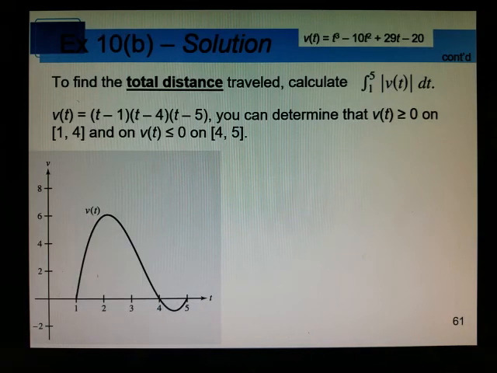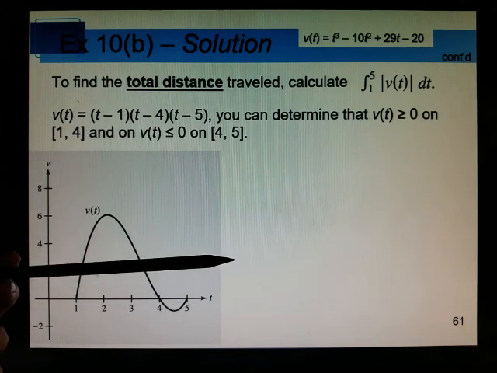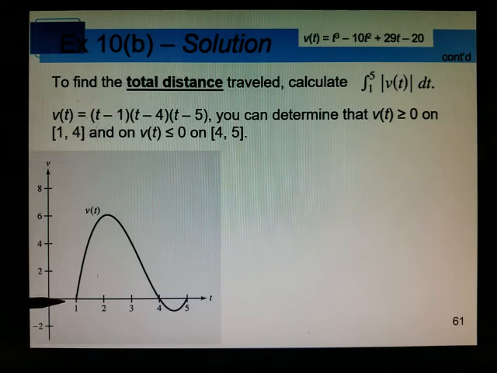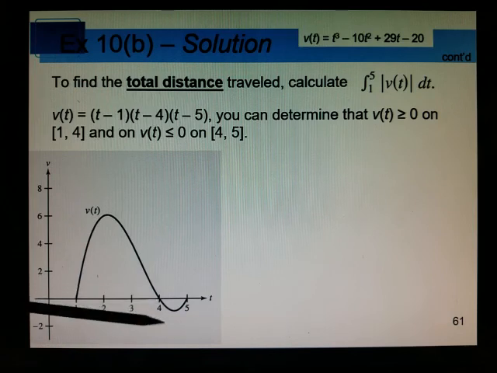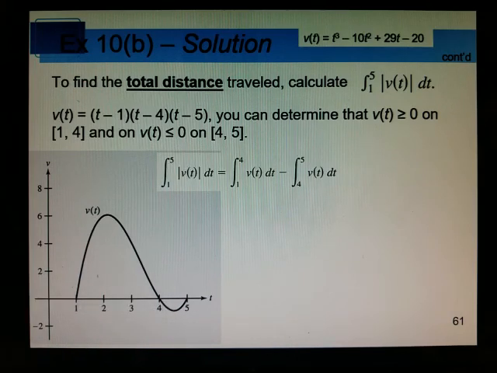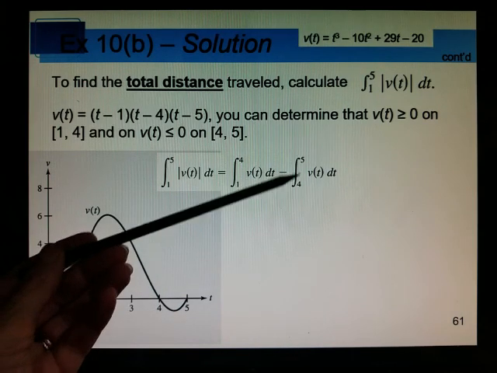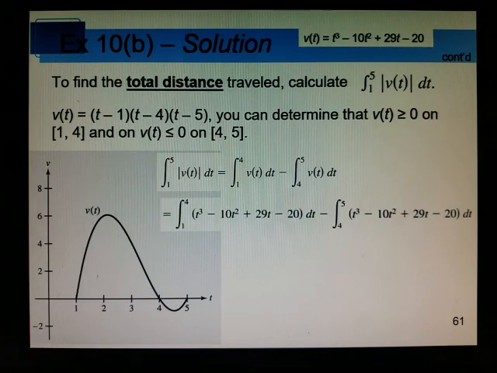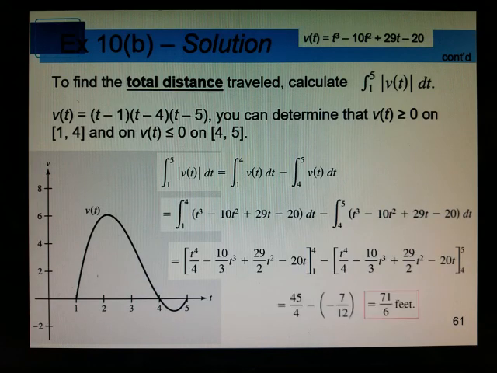So for total distance for that same problem, once I look at the graph of this, I notice the graph dips down below right here. So if I want the total distance, distance isn't negative. Remember, displacement can be negative, but not total distance. So I would want to integrate from 1 to 4 and then minus integrating from 4 to 5. So again, I would then have to subtract the integral from 4 to 5. So you integrate each piece separately, and then you would get your 2 answers. So that would be my total distance traveled.